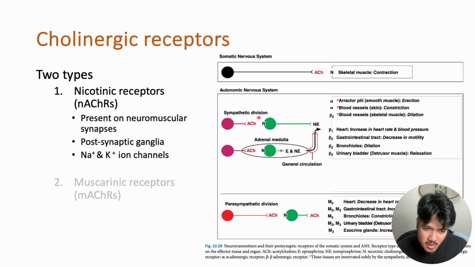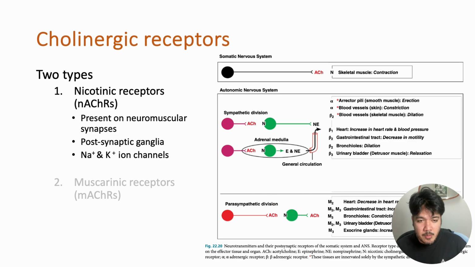If you look at these two following images, the pre and post ganglionic fibers communicate with acetylcholine, and they have nicotinic receptors found here. And again, in your parasympathetic division, your pre and post ganglionic fibers have nicotinic receptors found here. They are sodium and potassium ion channels.